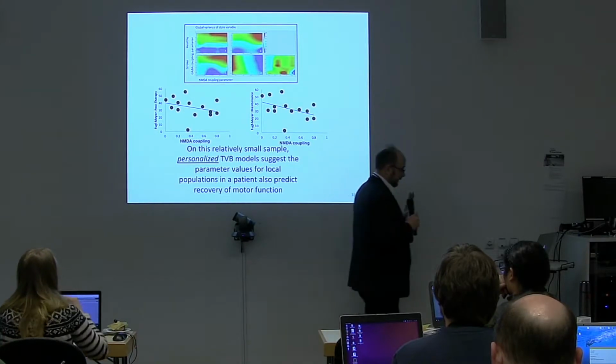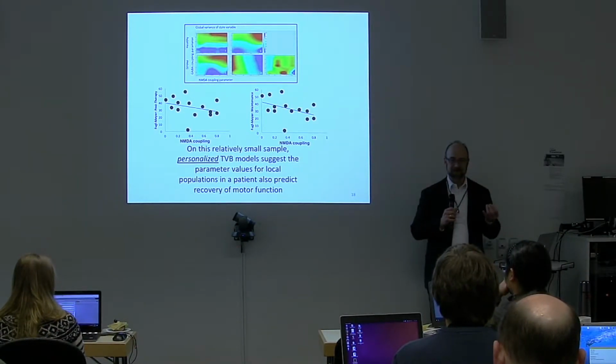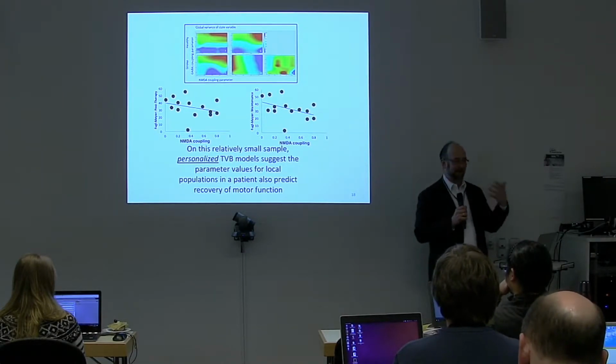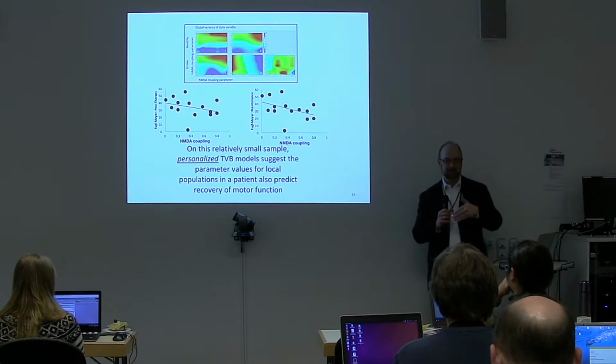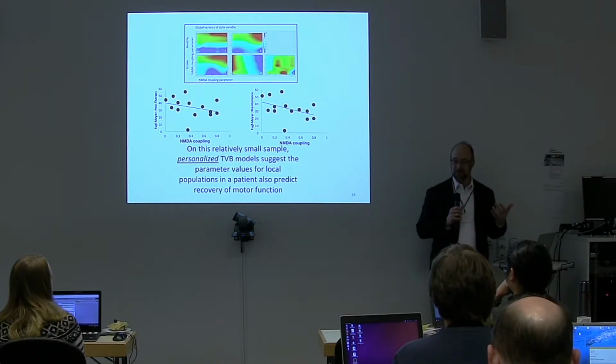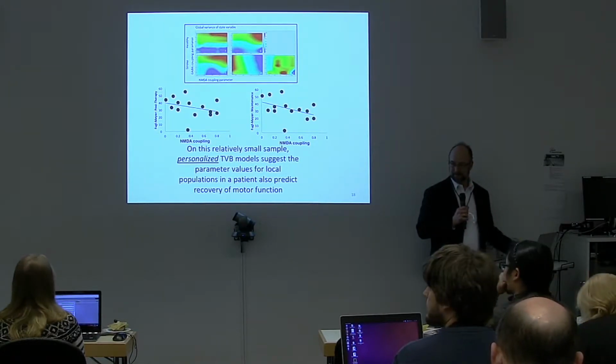But again, I think this was just a nice sort of proof of principle that these parameters can be used for something beyond just the academic aspects of knowing this is kind of cool, I can model stroke, but now I can actually use the parameters directly to understand patient etiologies, for example, and potentially also use it for prediction. So, yeah.